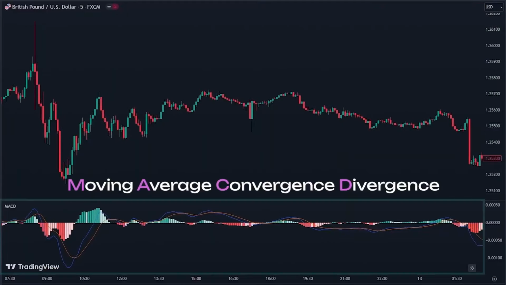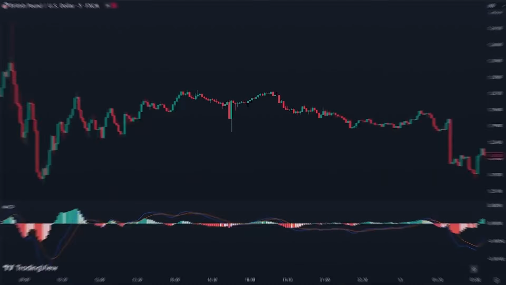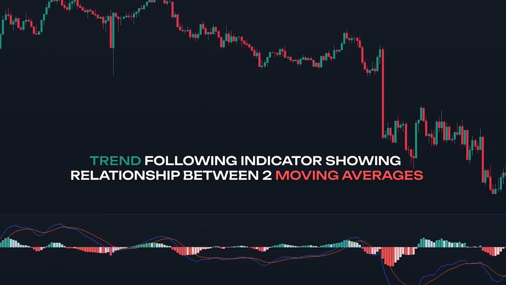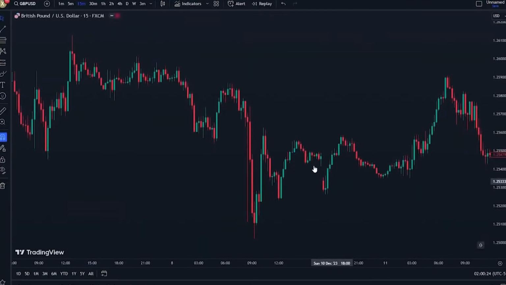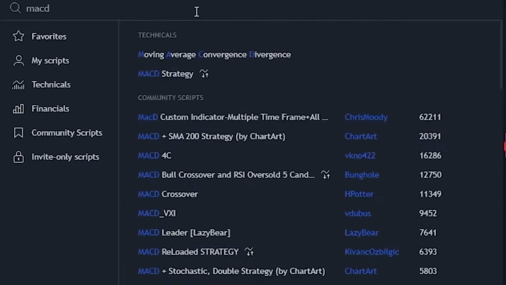The MACD, or Moving Average Convergence Divergence, is a straightforward tool used by traders. It helps to spot trends by showing how two moving averages interact with each other. Let's begin by applying it to our chart. Head to the indicator section, type in MACD, and select the top option.